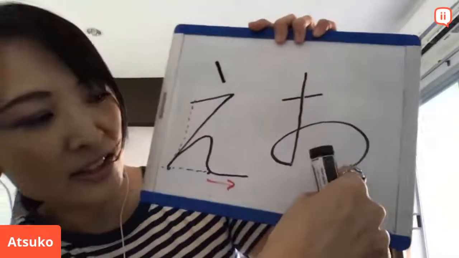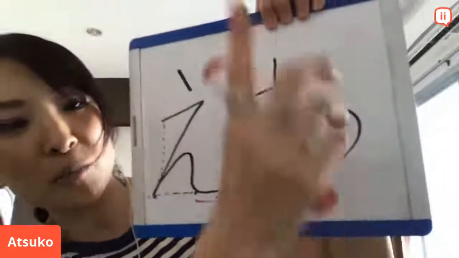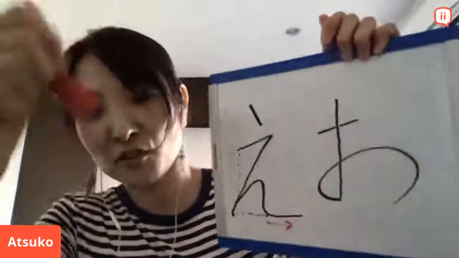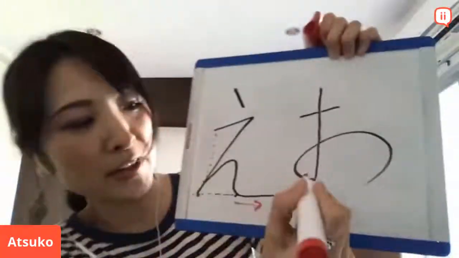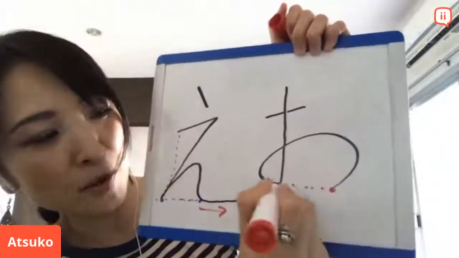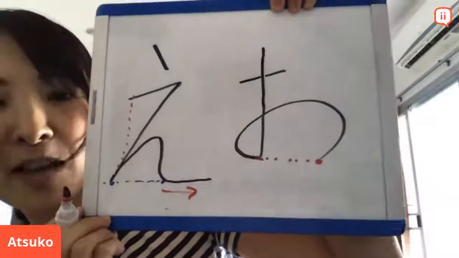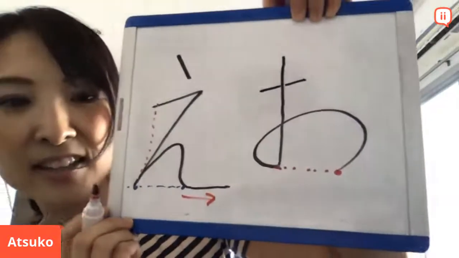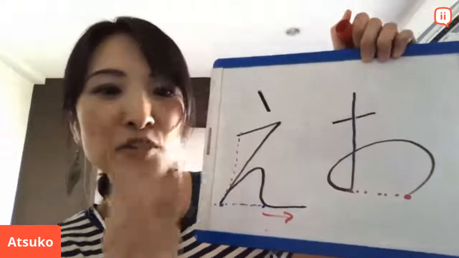Okay? And here it's non-stop. Non-stop. And this point and this point are on the same line. Okay? And the position of third stroke is very, very important because it determines if O is beautiful or not.